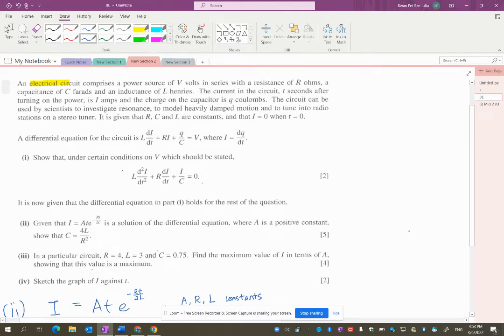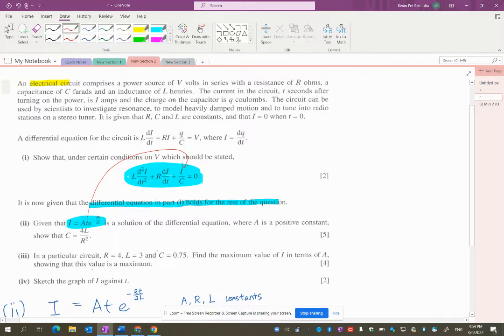Right, we're now looking at part 2. So part 2 is given that the DE in part 1 holds for the rest of the question. So now this holds, given that this is a solution. So what do you mean by this is a solution? This is a solution means this satisfies the DE. All right, so when you substitute in this relationship into the DE, left hand side equals right hand side.